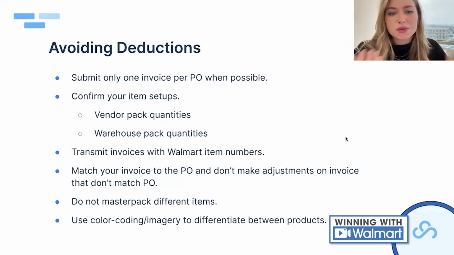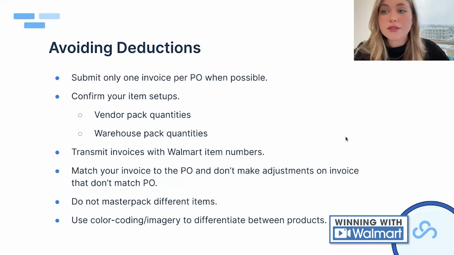And so that's the reason why we suggest using color coding or imagery to differentiate on the boxes of what you're shipping to Walmart DCs, because it eliminates some of that human error. They can actually go and look at it, and it just makes it a little bit easier for them. Again, I know for some of the larger suppliers, that is just not a reasonable expectation. And so I suggest doing this if you can, but I understand if you cannot.